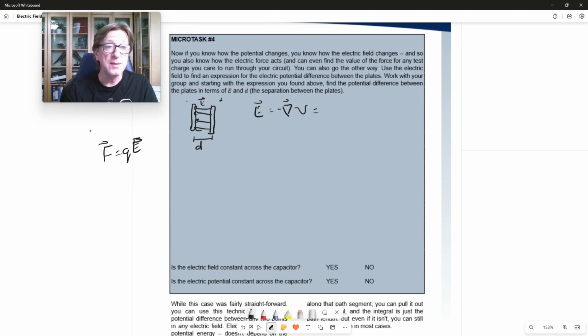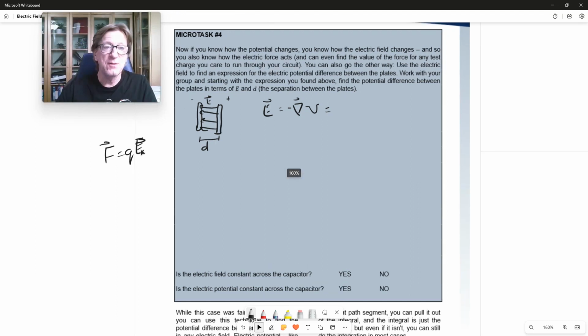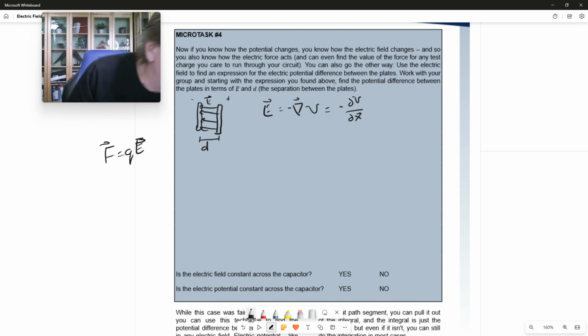Now, that's going to have a partial v partial x, partial v partial y, partial v partial z. But remember that we found that the electric field only varies as a function of x here. So the partial with respect to y and z must be 0. So the nice, easy way that we can write this is that it is negative partial v partial x. And again, that's going to be a vector sign there. So starting with that, let's see if we can come up with an expression.